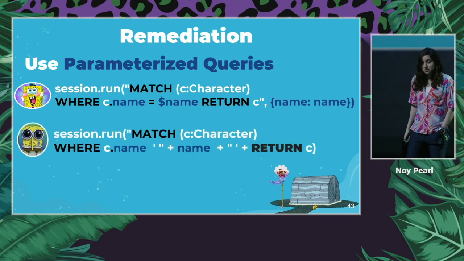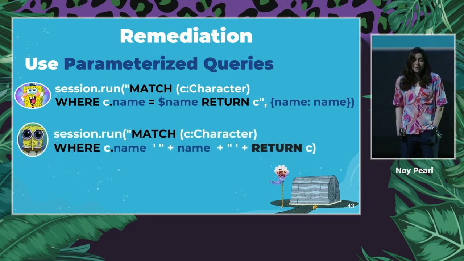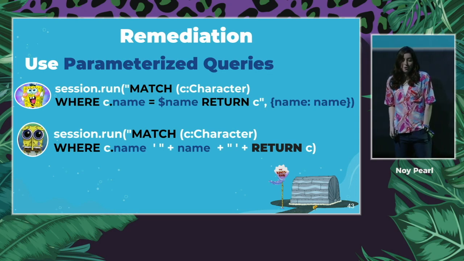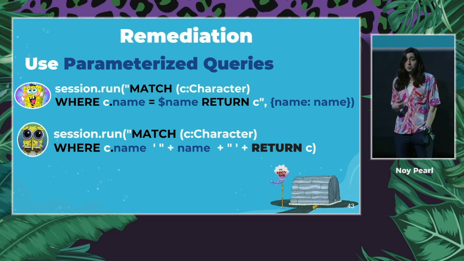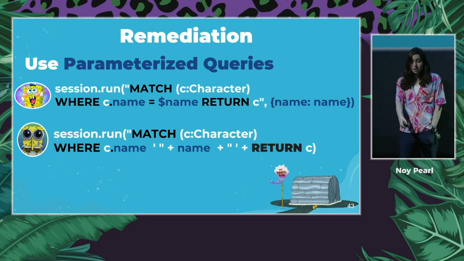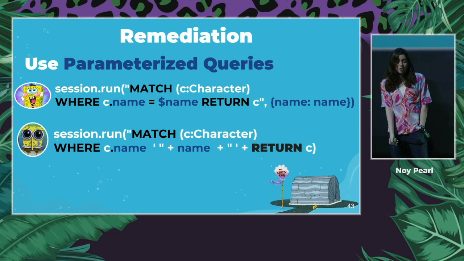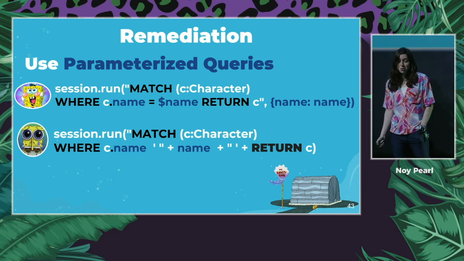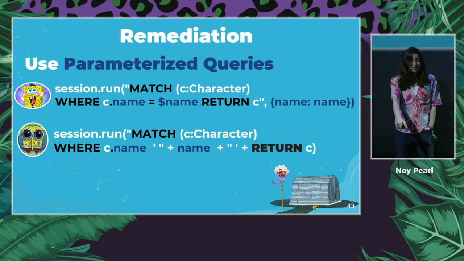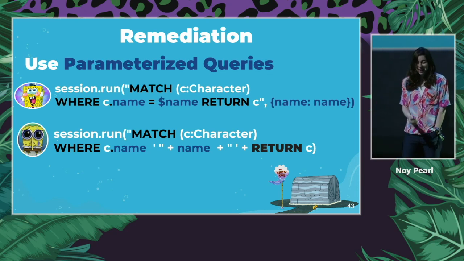And this is the not so good example, which you should never do, of how we are able to write a query in a way that is prone to injection. We have here in the second line a string concatenation of the name. We just insert it like that and don't do any validation. So the second query, SpongeBob, will be what we shouldn't do. I hope that's clear enough.